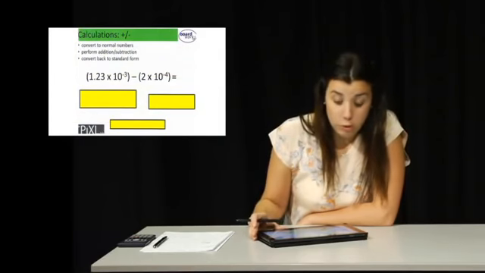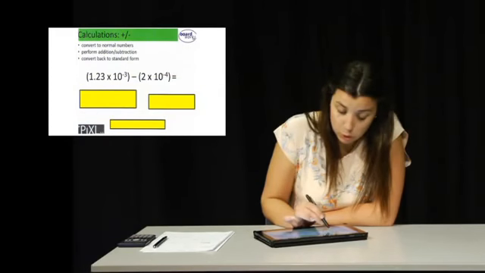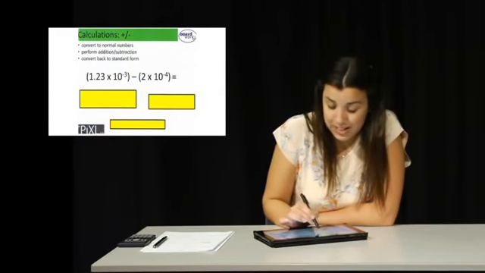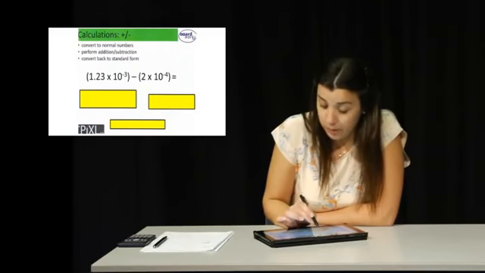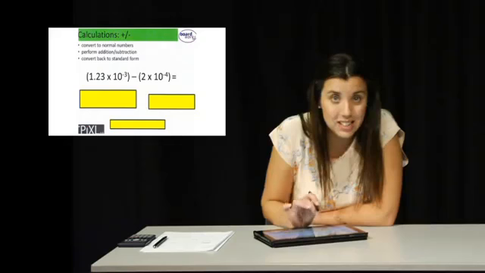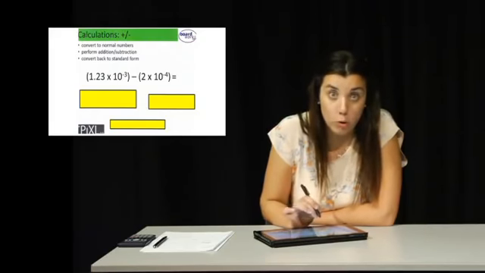Let me give you one more to try on your own. On your page, 1.23 times 10, this time to the negative 3, subtract 2 times 10 to the minus 4. Exactly the same process as our last one. Off you go.